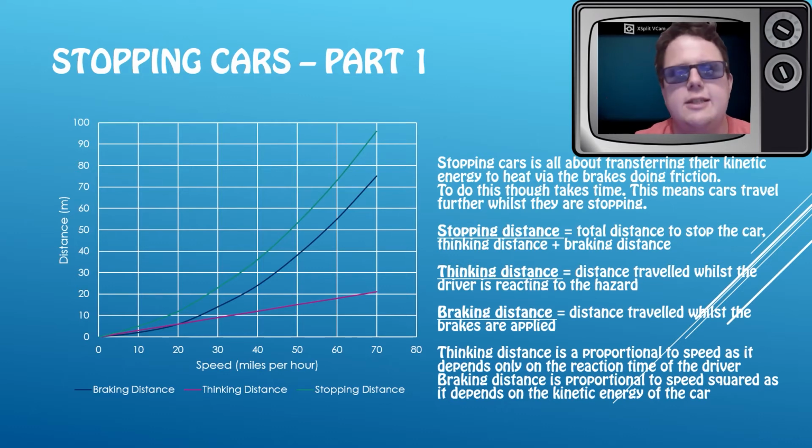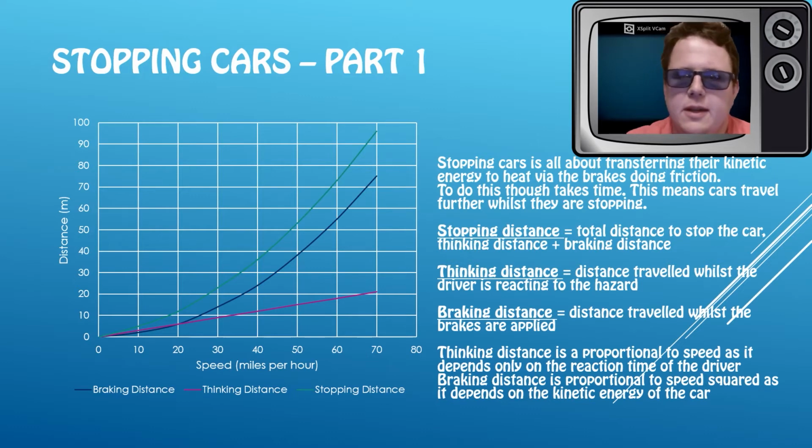Okay, and this leads us to three definitions. First one, stopping distance. So stopping distance is the total distance to stop a car. And that's the thinking distance plus the braking distance. The thinking distance is the distance travelled whilst the driver is reacting to a hazard. So whilst someone steps out into the road, you're going, oh, I need to put my foot on the brakes, and the time it takes to do so. But it takes time, you're travelling a distance.